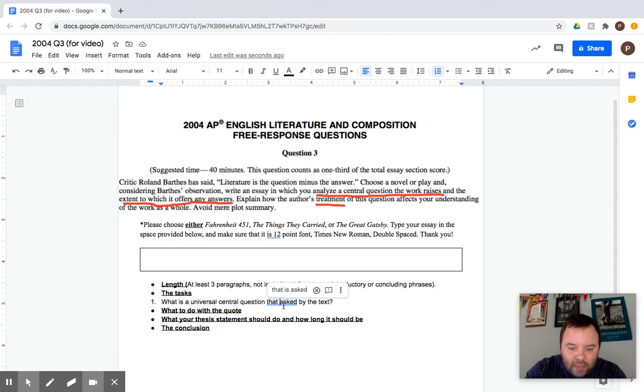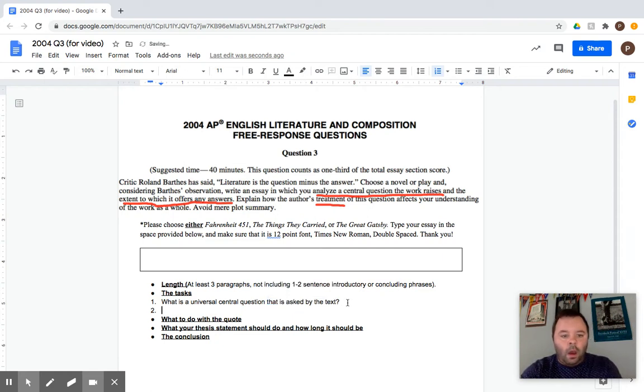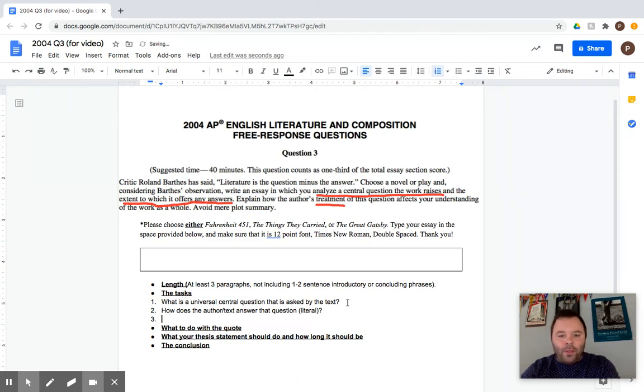Then the second task that we identified here is, to what extent does it offer any answers? I would boil that down to, how does the author or the text answer that question? And it's kind of literal. It's what's their actual answer to the question that's being asked? And then the third question is another how. So how does the author guide the reader to contemplating the question and/or the answers to the question?